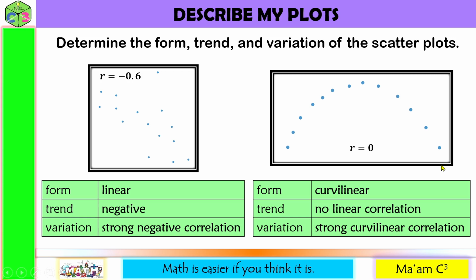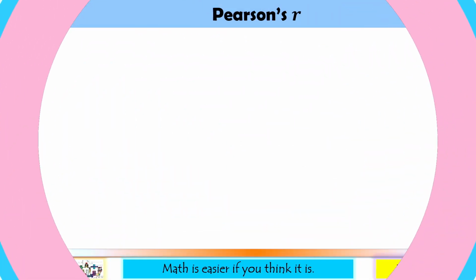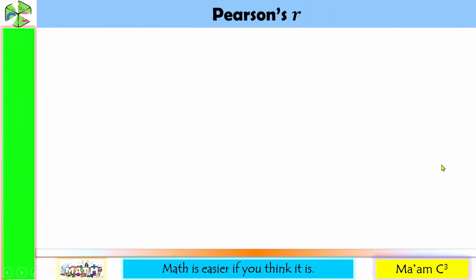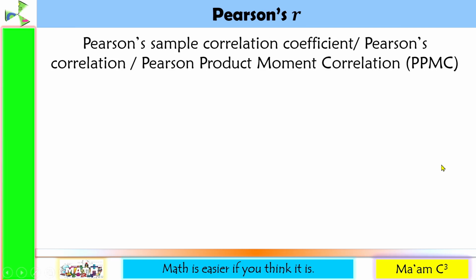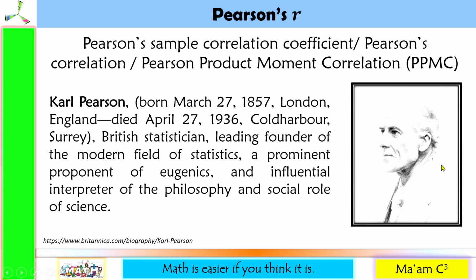This time, we're going to talk more about Pearson's R. It is also known as Pearson's sample correlation coefficient, Pearson's correlation, Pearson product moment correlation. The proponent of this is Karl Pearson, a British statistician born March 27, 1857 at London and died April 27, 1936 at Cold Harbor. Let us discuss more about the Pearson R.